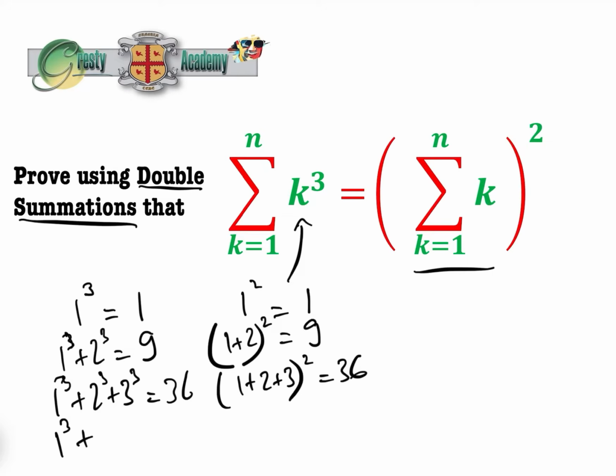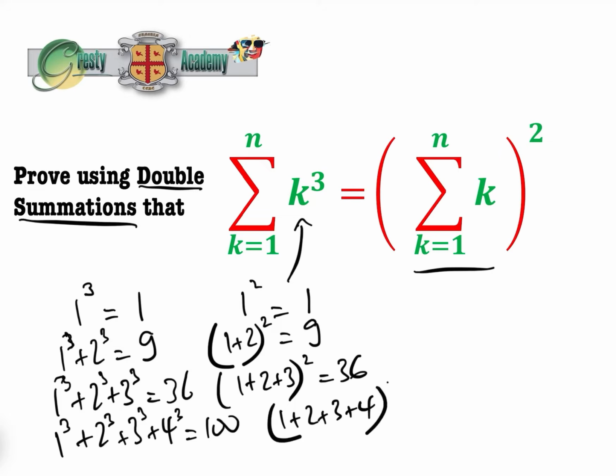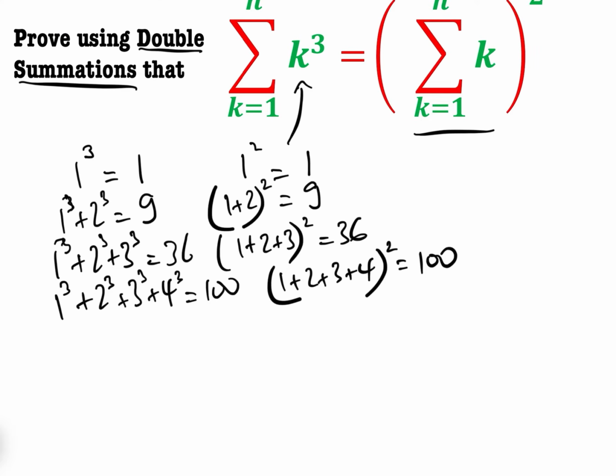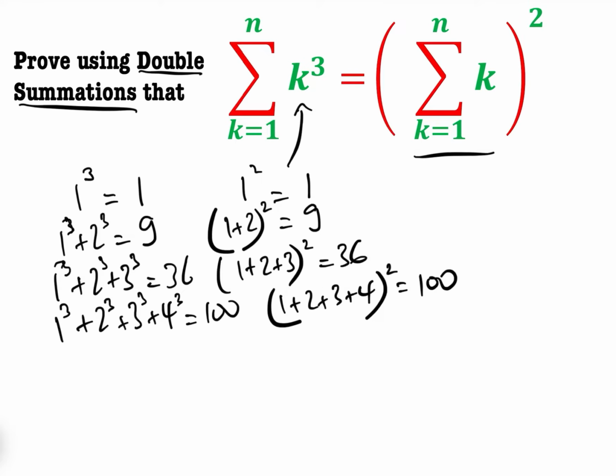And just do one more. 1 cubed add 2 cubed add 3 cubed add 4 cubed is 100. And 1 add 2 add 3 add 4 is 10 squared, which is also 100. So therefore the sum of the first n cubes, which is exactly what this is saying here, is equal to the sum of the first n natural numbers squared.